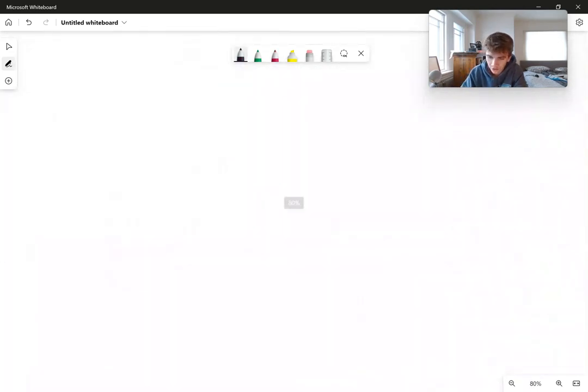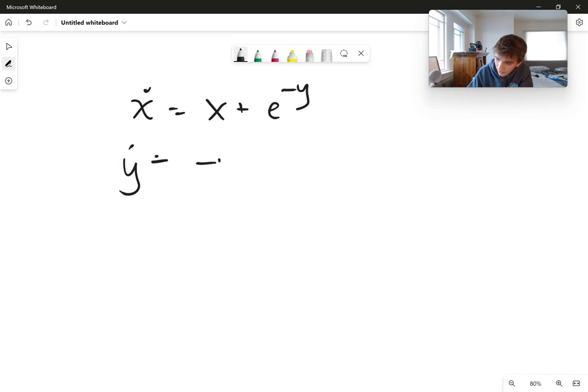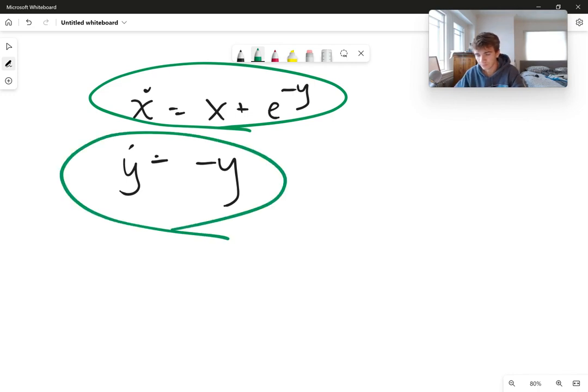First example we're going to start off with is: x dot is equal to x plus e to the negative y, y dot is equal to negative y. Okay, so first of all, this system is almost uncoupled. It's not fully uncoupled, okay? A fully uncoupled system would be one where the x derivative was only dependent on x and the y derivative was only dependent on y, then there's really no use in making it a system, because they're not coupled in any way, so we can just treat them separately.